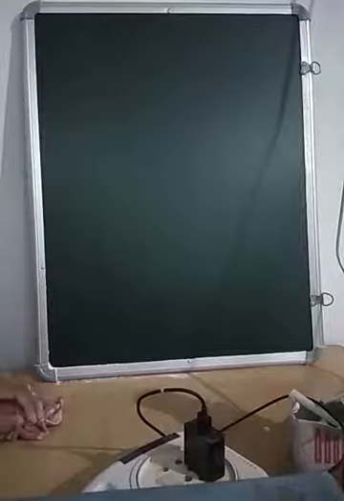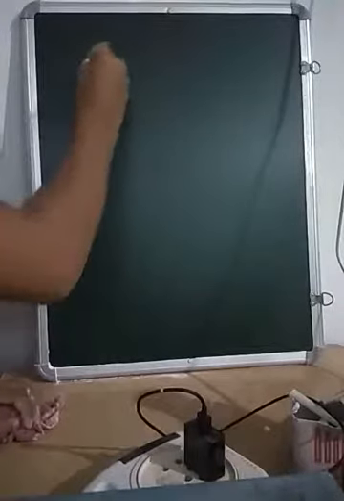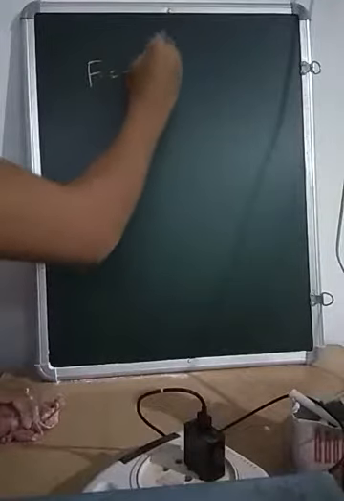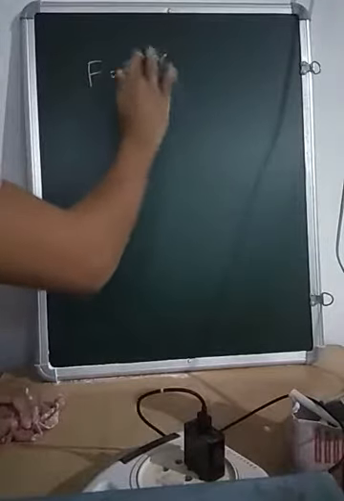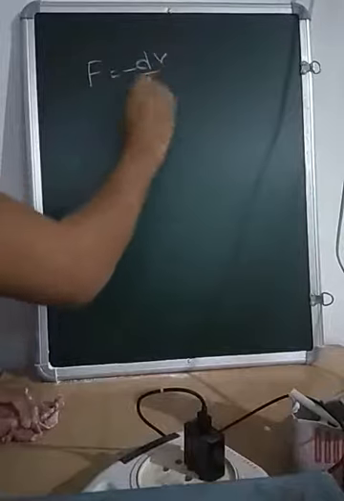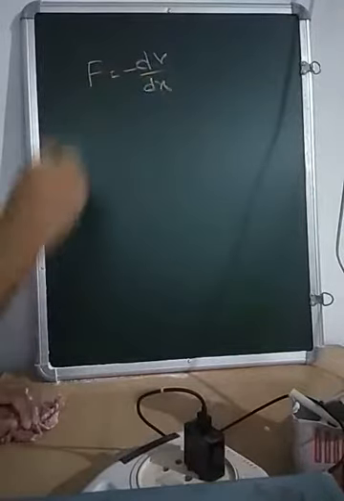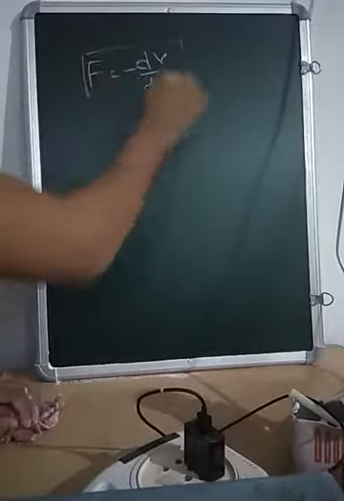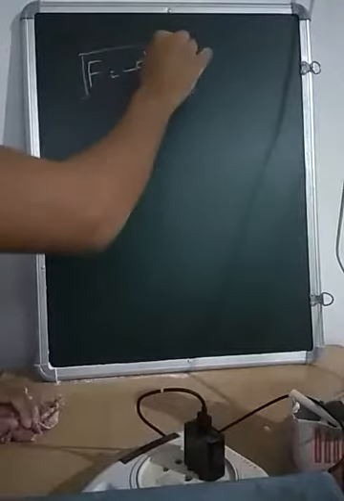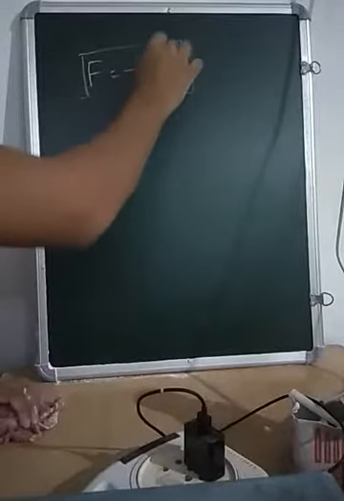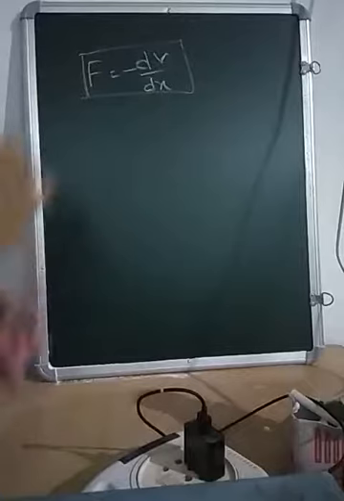Now, we can write, up to now, that F is equal to minus dv by dx. So this is the condition for a force to be conservative. What is the potential energy in the system, and the applied force.